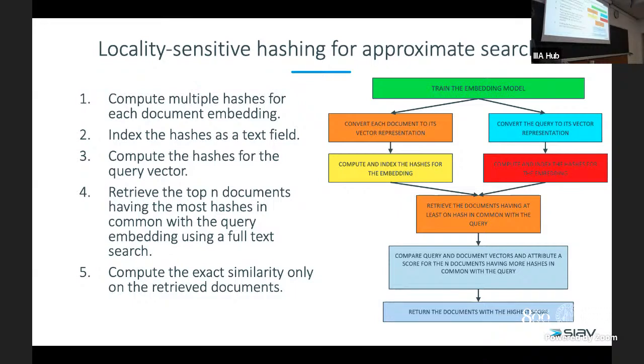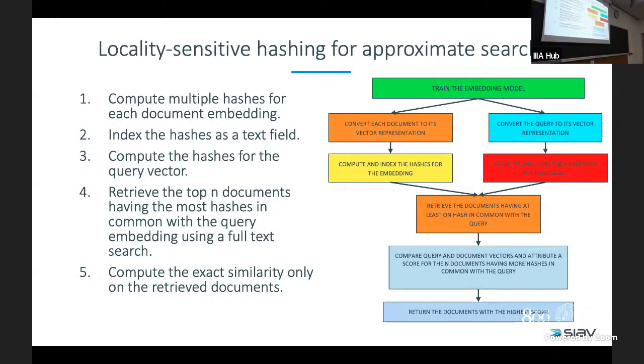And the way you use these hashes in Elasticsearch is quite simple, because you just treat each hash as a different term, and you store these different terms as a text field, which is indexed and therefore has a very efficient way of retrieving documents with a certain hash. So at query time, you also compute the hash for your query, and before doing the exact computation between the vectors, you go and retrieve all of the documents having at least one hash in common with the query. And this is done in a very fast way by doing a simple full text search in Elasticsearch.